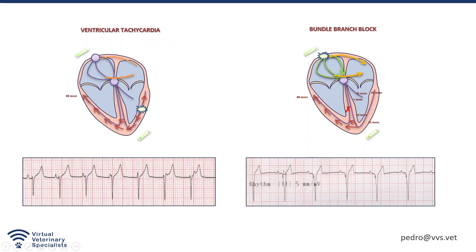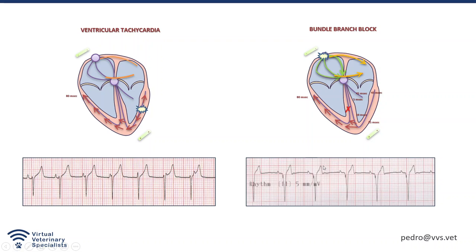In this case, because there's a bundle branch block, this is still a sinus rhythm, so we still have P wave and then a QRS, P, QRS. There's always a P before the QRS, and most importantly, the interval between the P and the QRS is always the same, because everything happened normally until the AV node, and then there was a blocked bundle branch, which is why the QRS looks abnormal.